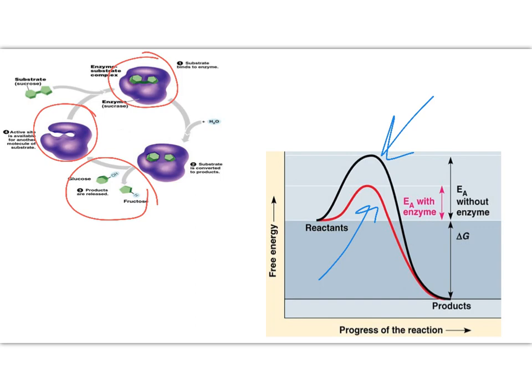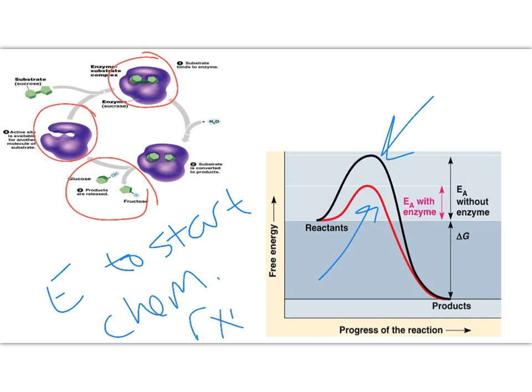Remember, our activation energy is the energy needed to start our chemical reaction. If that energy is higher, it's going to take our chemical reaction a little bit longer to occur because you had to work harder to get it started. But if we can lower that activation energy, like you're doing with the red line here, then that reaction can happen a little bit faster because you don't need to work as hard to get the reaction started. So that activation energy will be lower in reactions that are mediated by enzymes.